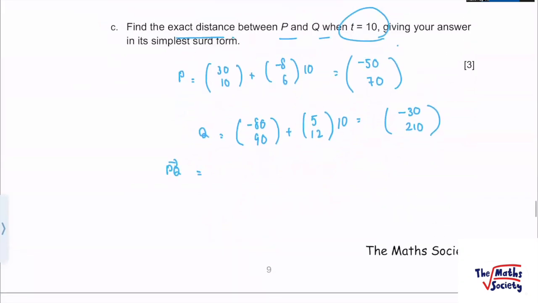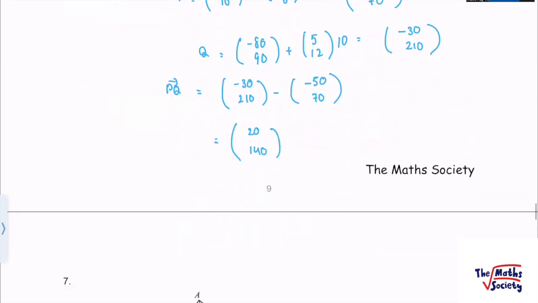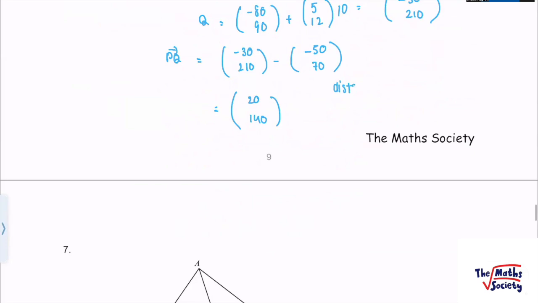So we want to know P and Q. Right, so that's going to be Q first, minus 30, 210, minus P, minus 50, and 70. So you get minus 30 plus 50, so that's 20. 210 minus 70, you get 140. And you want the distance. That's going to be equal to the square root of 20 squared plus 140 squared. And that's going to give you 20,000, 3 zeros, and that's going to equal 100 root 2. And that is your distance.